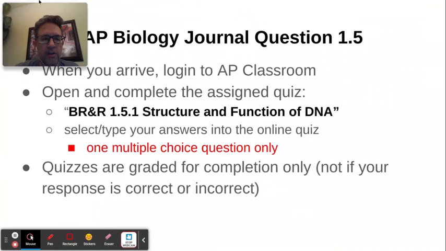For your journal today, open up AP Classroom and find the quiz BRNR 151, Structure and Function of DNA. Take a look at that. There's only one multiple choice question, and when you answer it, go and record your answer. Remember, I'm not worried if it's right or wrong, but talk about it with a friend next to you. See what they think, see what your table thinks, and then maybe as a class you can come up with an answer together.